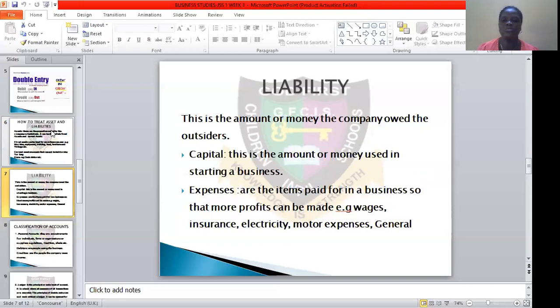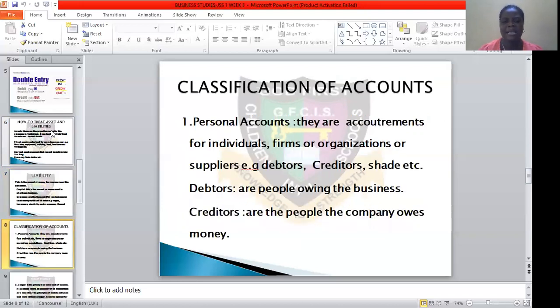At the end of the day, you want to look at the examples of these expenses. Number one, wages, that is the salary at the end of the month. Number two, insurance, in case of any risk to the organization. You pay the premium for insurance, the electricity bill, the water bill, motor expenses, the petrol that you buy for the motor vehicle, the maintenance you do to ensure that wear and tear is settled, and general expenses, and so on and so forth.